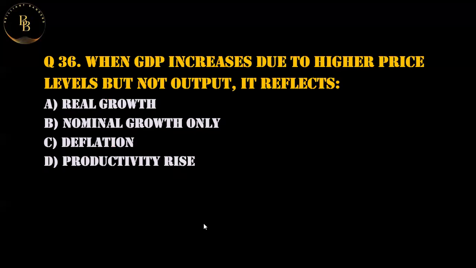Coming to question number 36. When GDP increases due to higher price level but not output, what does it reflect? Real growth, nominal growth only, deflation, or a productivity rise. So whenever GDP increases due to higher price levels but not output, it reflects nominal growth only, wherein real GDP adjusts to the inflation and nominal does not.